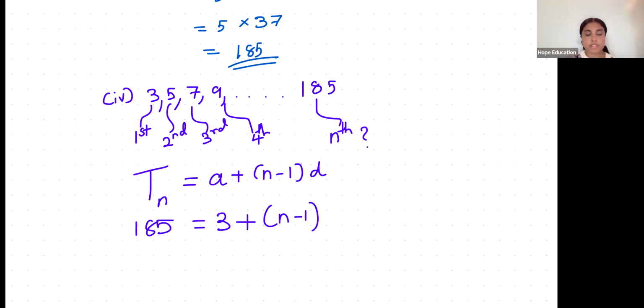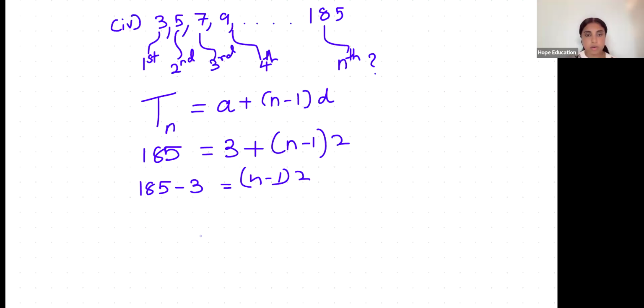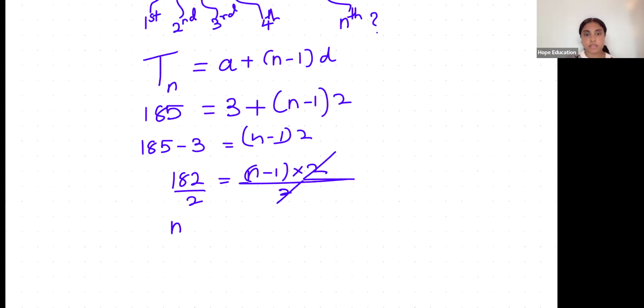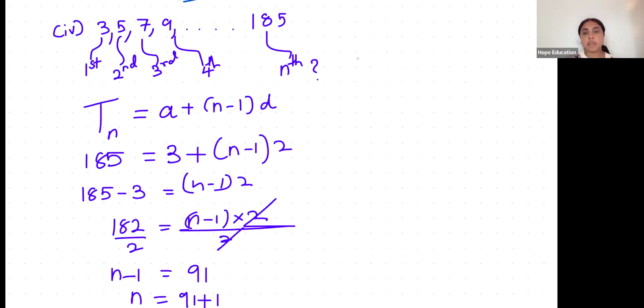So this 3, I will bring it to this side. 185 minus 3. Then on this side, we have n minus 1 multiplied by 2. 185 minus 3 is 182. Here, n minus 1 multiplied by 2. I'm going to divide both sides by 2. So, n minus 1 equals 182 divided by 2, which is 91. So, n would be 91. This one, when I bring it to the other side, becomes plus. And that would be 92. So, that means 185 is the 92nd pink page.